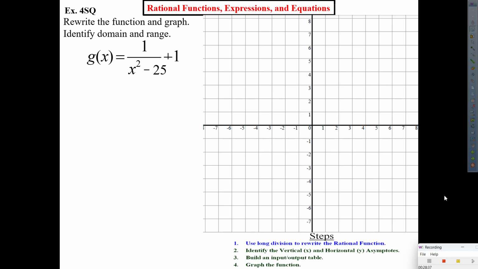All right, do one by yourself. There it is. Example 4 super Q. Copy that one. G of X equals 1 over X squared minus 25 plus 1. Let's see how you do with that one completely.